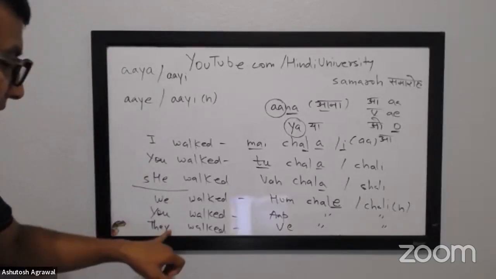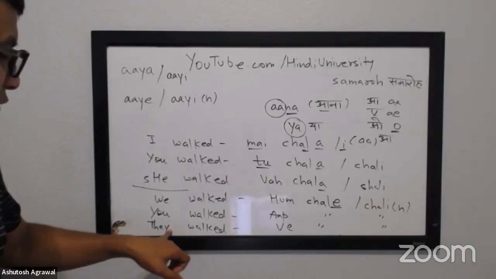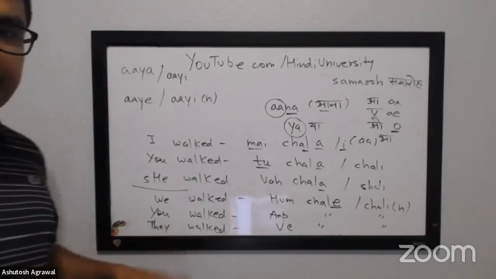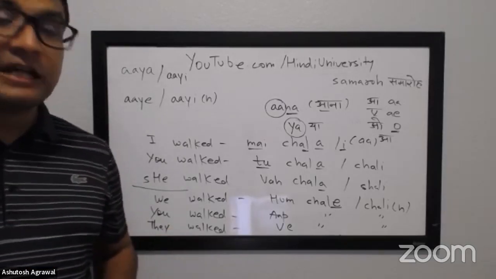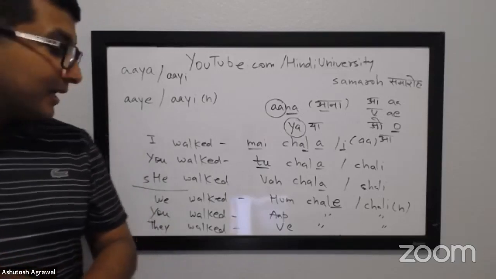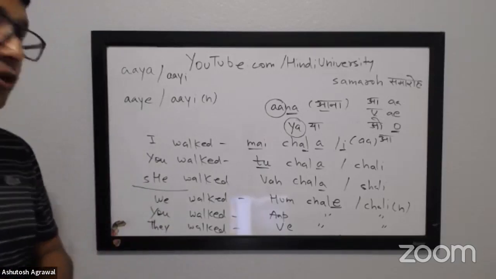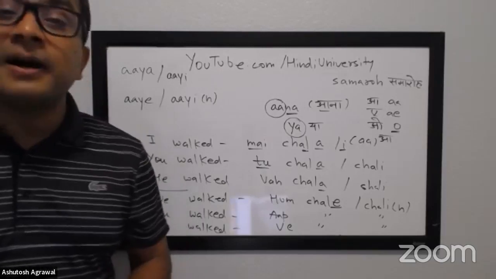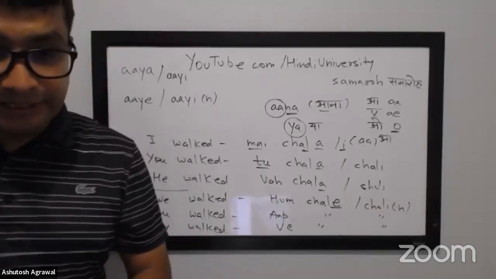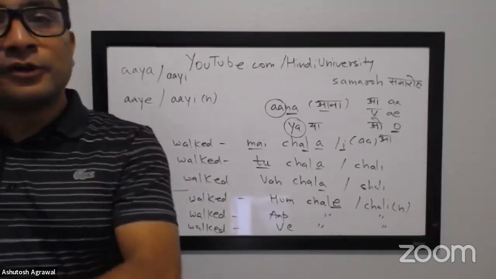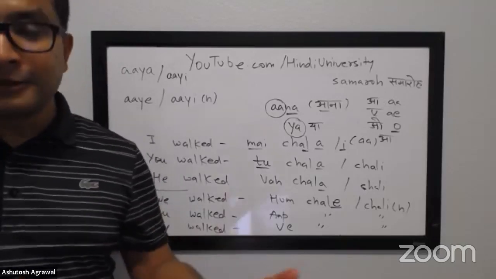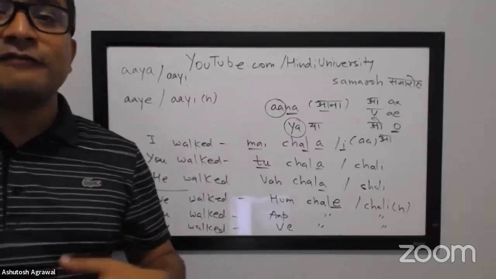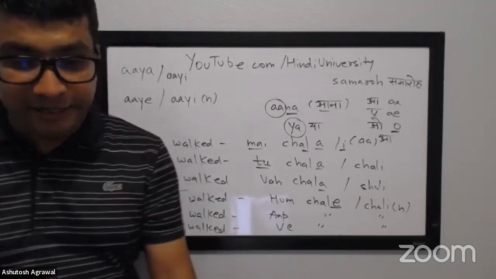Similarly, for they, you would use the same thing. They came to India. वे भारत आए. वे कल भारत आए. Or if you want to say something negative, वे भारत नहीं आए. They didn't come to India. They rather went to Sri Lanka. वे Sri Lanka गए.